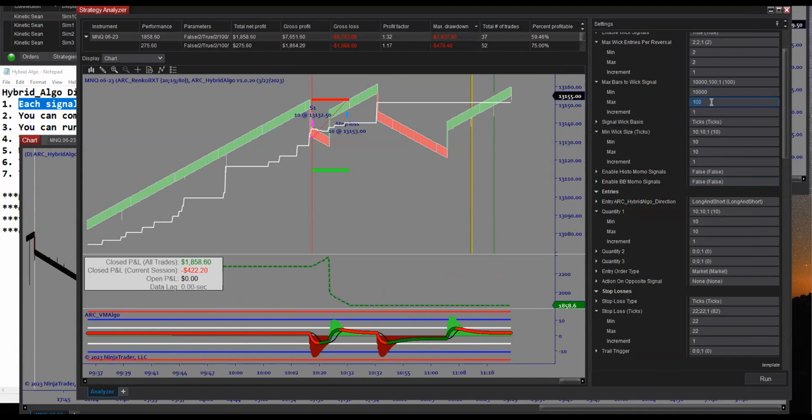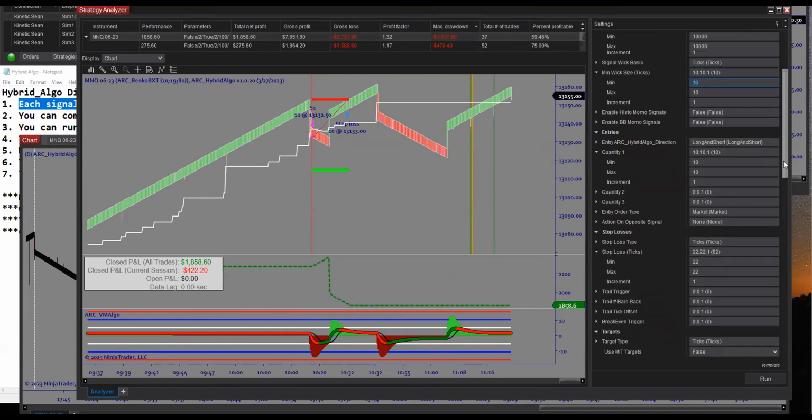That answered the question. Yeah. That answered your question, Bart? Yeah. Minimum wick size, I'm going with 10 ticks, half of the bar size. Minimum 10 ticks. So let's rock it.